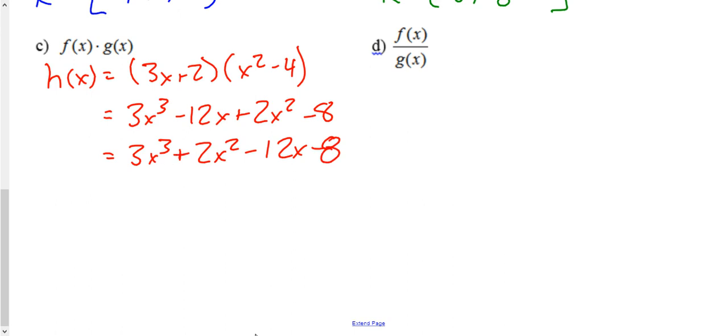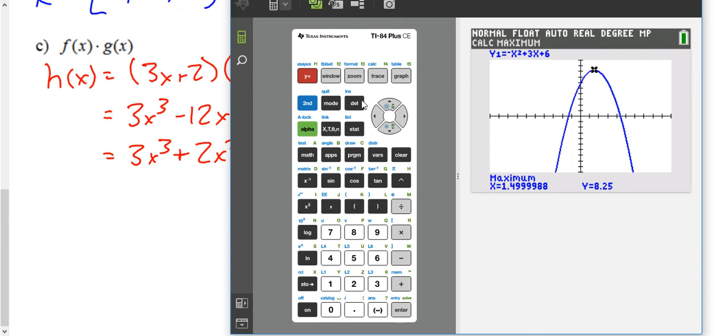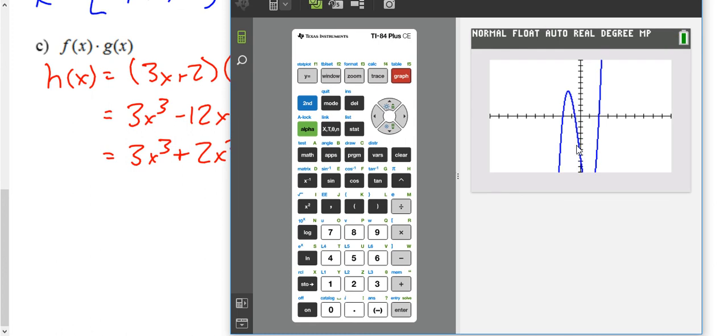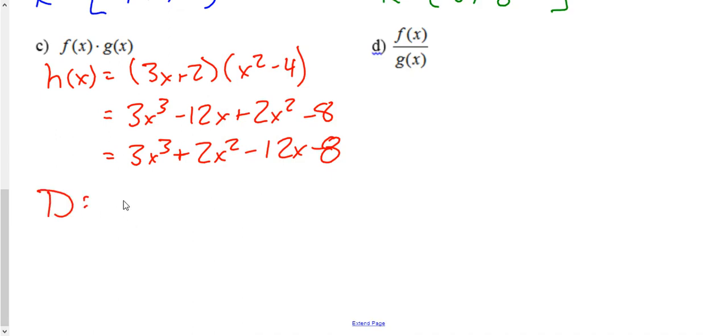And again, the degree here is 3, so most likely I'm looking for a cubic graph somehow. So let's see what we get. And minus 12x, there we go, and minus 8. And there we go. So we have our cubic function. So what's our domain here? Domain of a cubic function is from negative infinity to positive infinity, and our range is from negative infinity to positive infinity as well.